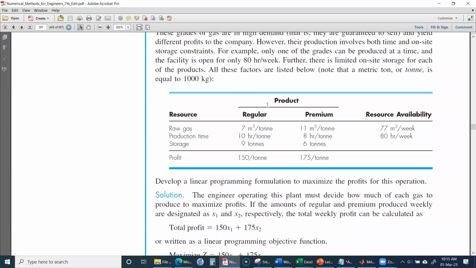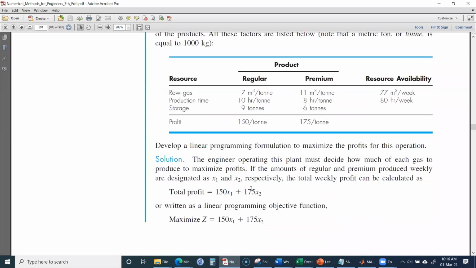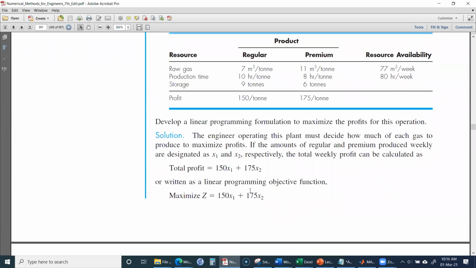If we produce X1 regular, the profit from regular will be 150 X1. Similarly, the profit from premium will be 175 X2. So that will be the total profit. So for the objective function, if we represent this total profit by Z, then we have to maximize 150 X1 plus 175 X2.